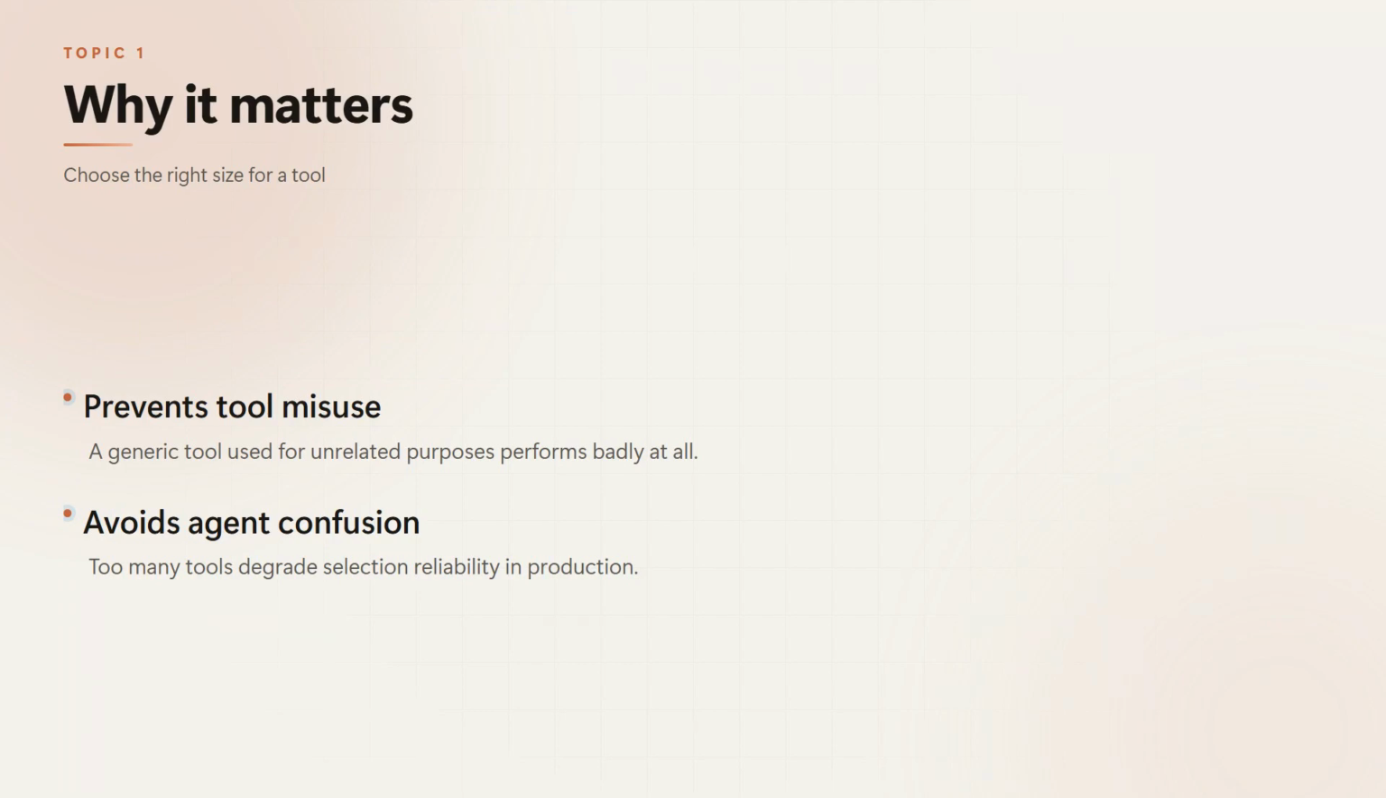The second failure is an agent with so many tools that it cannot decide which one to use. You see this in systems where every little function becomes a tool, and the agent starts hallucinating tool calls or picking suboptimal ones. Both failures cost reliability. Granularity is how you prevent them.